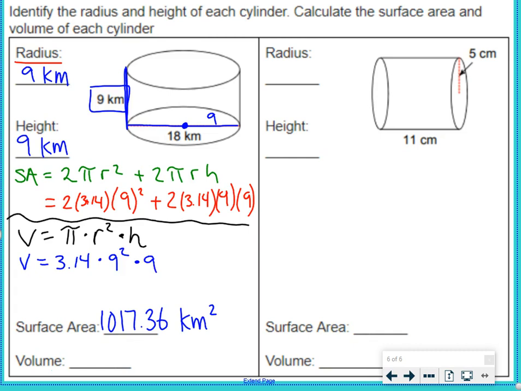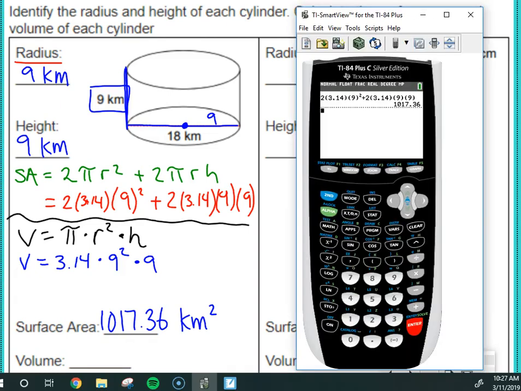So the pieces that we needed to identify are still the same. We're just plugging them into a different formula. Now again, we can use our calculator here to help us out. So type in 3.14 times 9 squared times 9. And when we press enter, that'll give us our volume, which is 2,289.06.